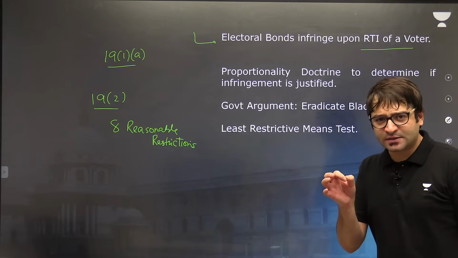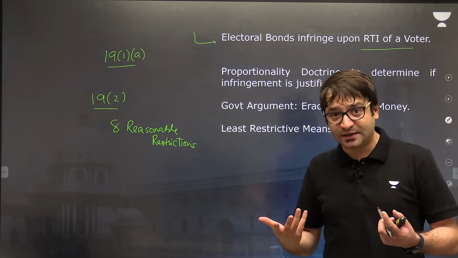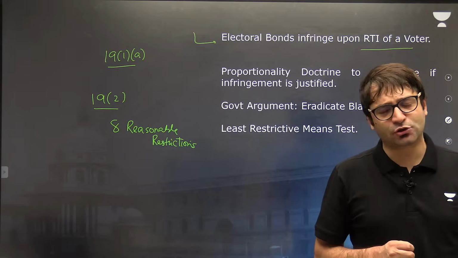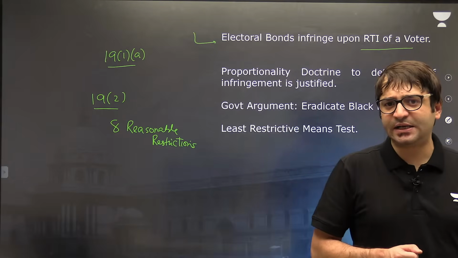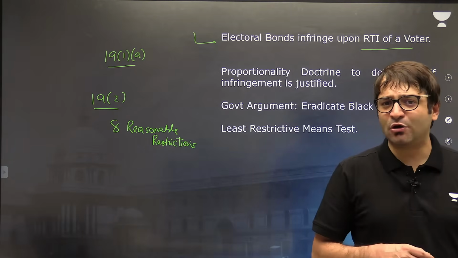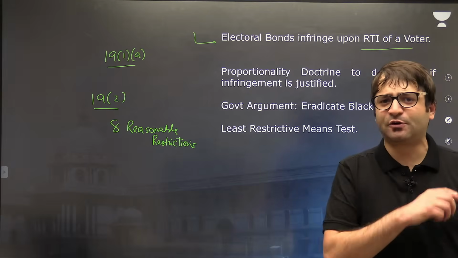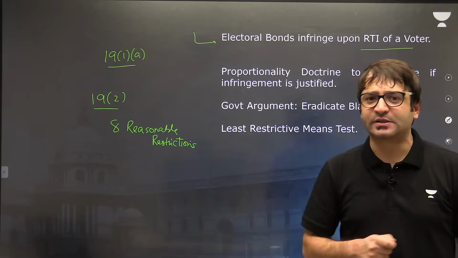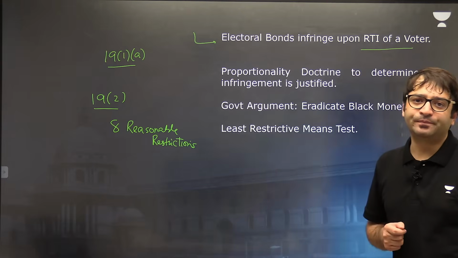If we disclose the identity of the donor, does it violate friendly relations with foreign states? No. Does it affect the sovereignty and integrity of India? No. Does it incite people to violence? No. Is it defamatory? No. Is it contempt of court? No. It does not apply to any of the 8 restrictions under Article 19, Clause 2.